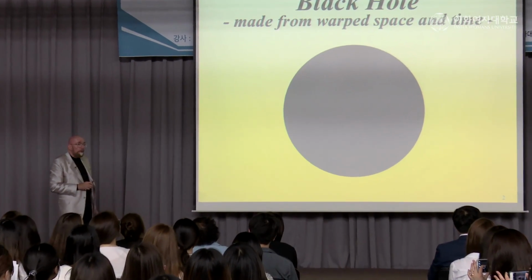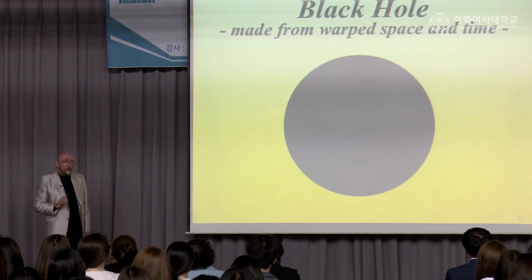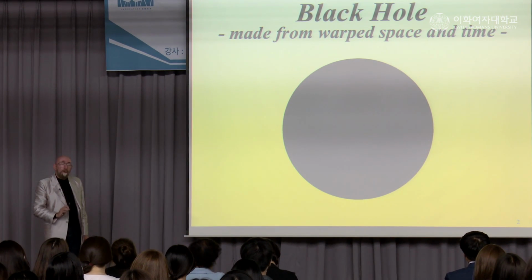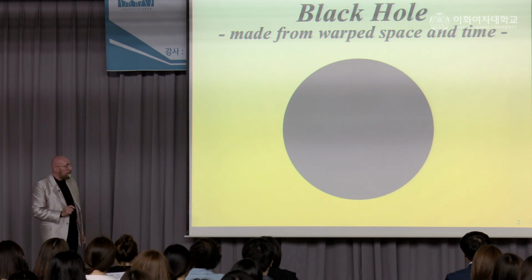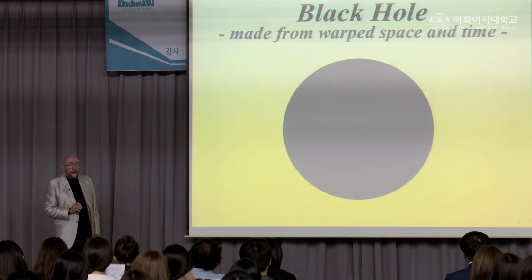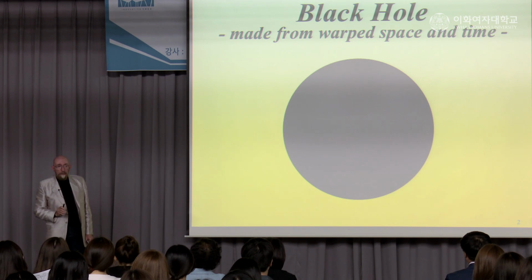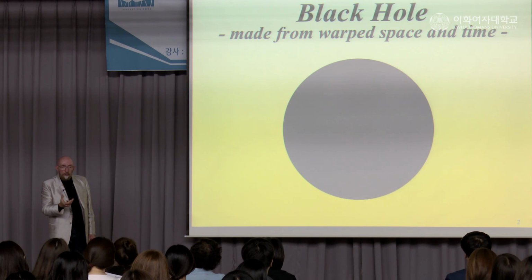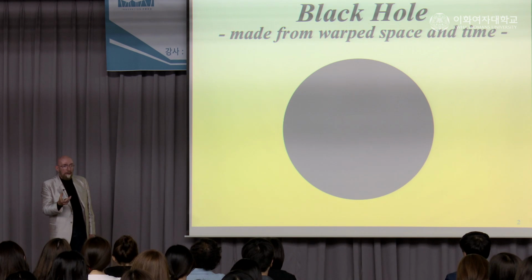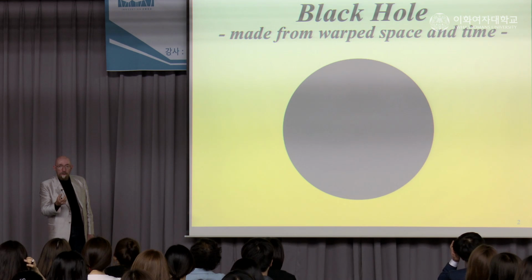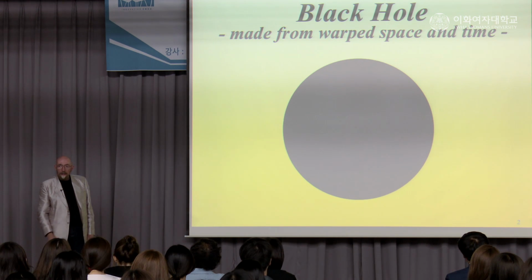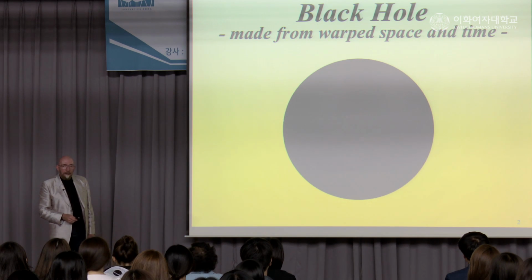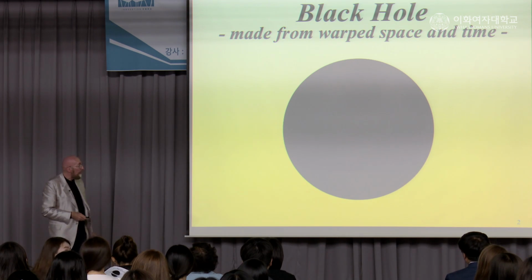Let me begin with a black hole, because a black hole is the first and most important example of geometrodynamics. Black holes are not made from matter. Even though a black hole is created when a star collapses, the matter from which that star was made has long been lost. It was destroyed at the center of the black hole in the singularity. And the object left behind, the black hole, is made from warped space and warped time. And let me explain what that means.